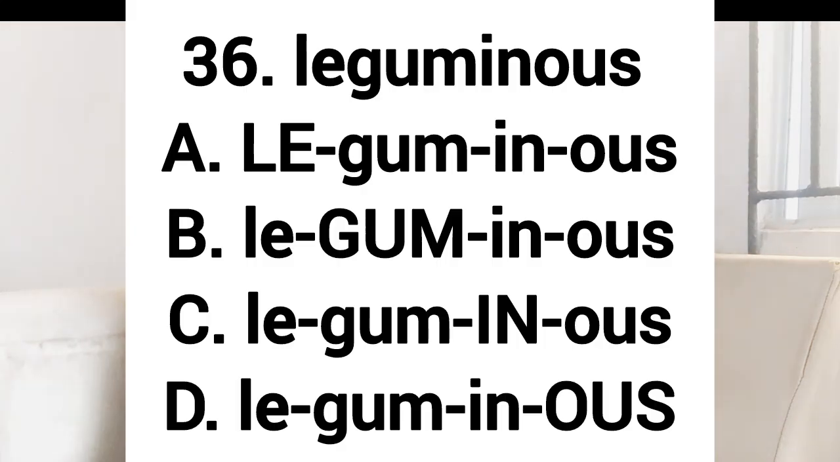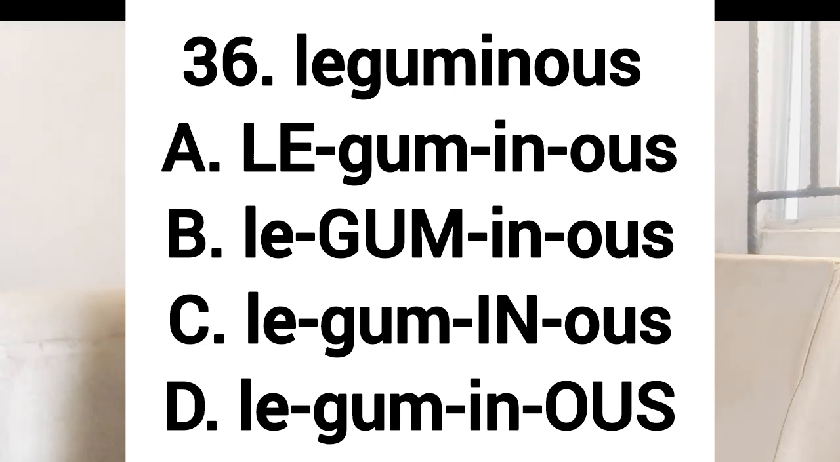Now, leguminous is what we have at number 36. We have our first syllable stressed here, LE. Words that are not stressed, the unstressed syllables, are written in small letters. So leguminous, we have LE stressed in option A. Option B, we have GUM stressed. Option C, you have IN stressed. And option D, you have OUS.